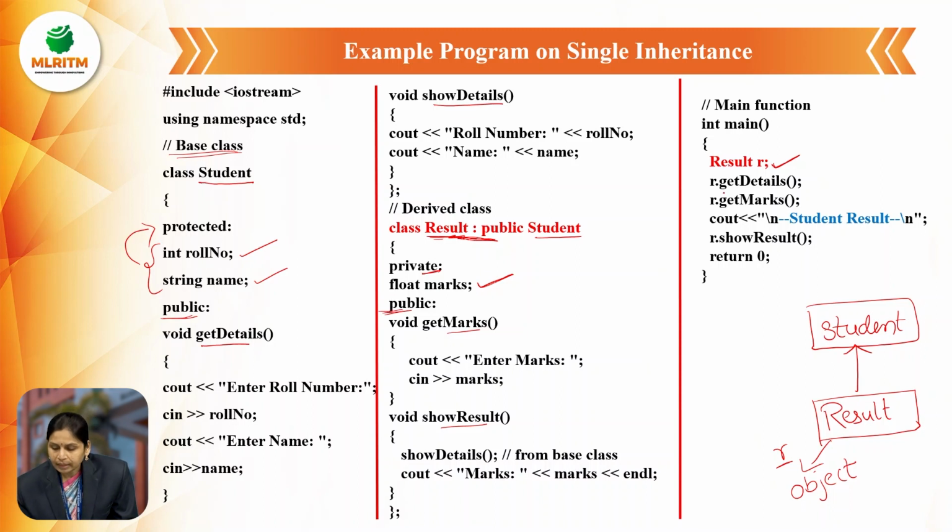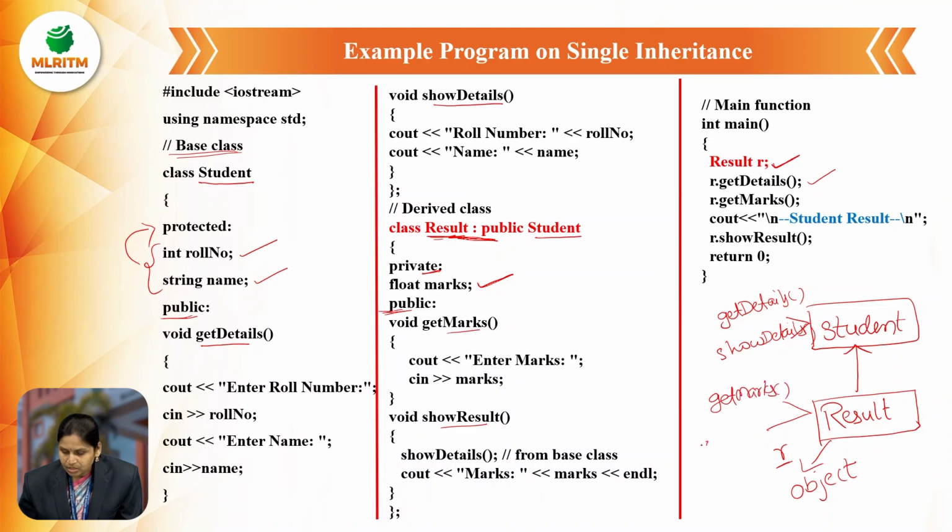First, R dot get details. The student contains two methods. One is get details and the second one is show details. Next, result contains two methods. One is get marks and the second one is show result.